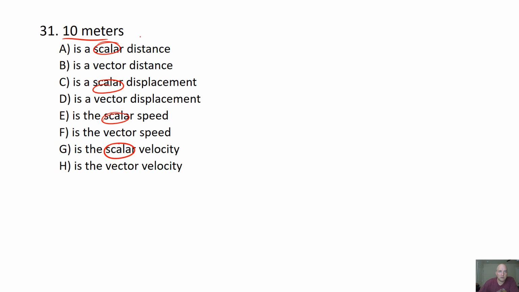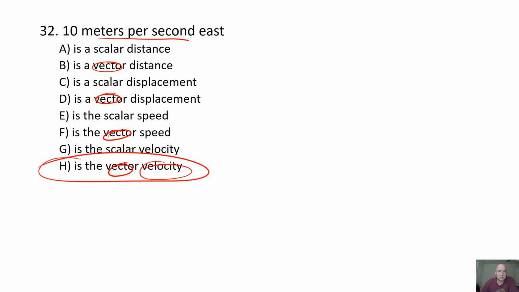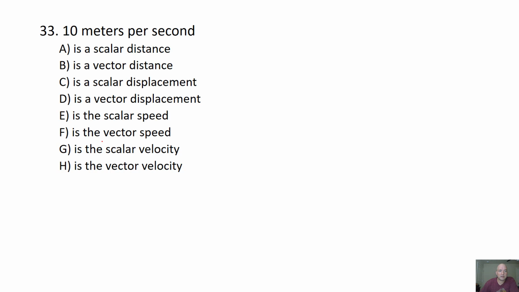And I also know that it doesn't have a direction, so that's a scalar. And then that's going to be distance right there. 10 meters per second east. Okay, so now that's going to be a vector again. But that is going to include meters per second, so that's going to be a velocity. 10 meters per second. So once again, no direction. We're going to be back to scalar. And that's going to be the scalar speed.